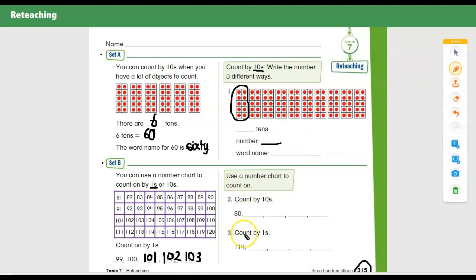For number 2 and number 3, it wants you to use a number chart to count on. You can use the number chart that I gave you before spring break. For number 2, it wants you to count on by tens, beginning at 80 and counting on 4 more times.